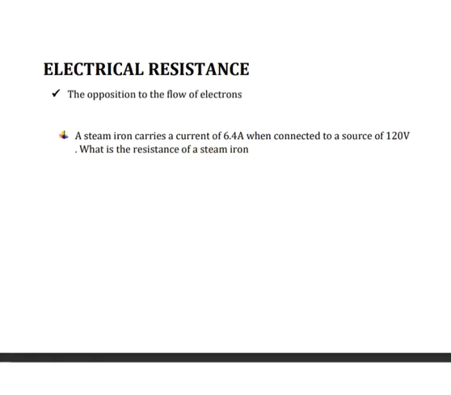Okay, in this video, you learn how to calculate electrical resistance. So here the first example, the question is: a steam iron carries a current of 6.4 amps when connected to a source of 120 volts. What is the resistance of a steam iron?